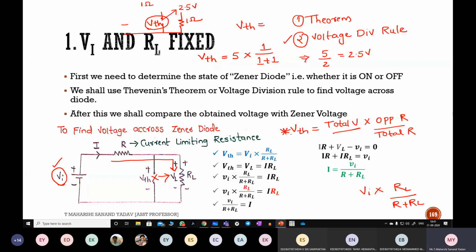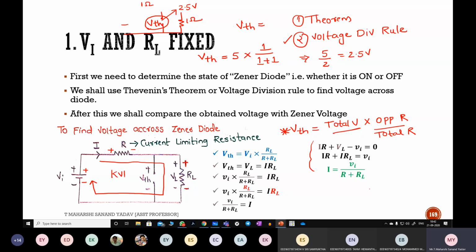Simply, if you remember only this formula, you can write it easily. Or else you can follow this alternate method using KVL, I'll show you. I've opened the circuit at this point. Now current starts flowing in this direction, since it flows from positive to negative. Suppose it is entering here, positive and negative, and here positive and negative. Now apply KVL.